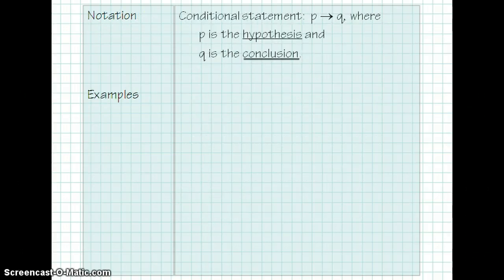Okay? Now notation, for some strange reason, we use the letters P and Q when we're talking about conditional statements. And what we do is P is going to be the hypothesis, Q is going to be the conclusion, and we put this little arrow between them. Now when we have P arrow Q, the way that is read is: if P, then Q.